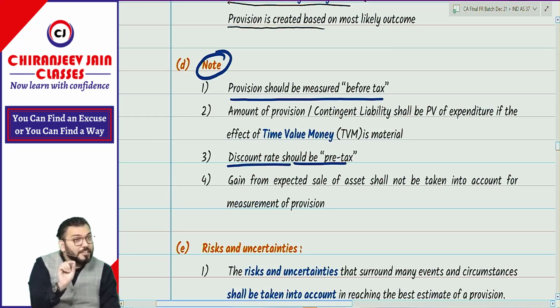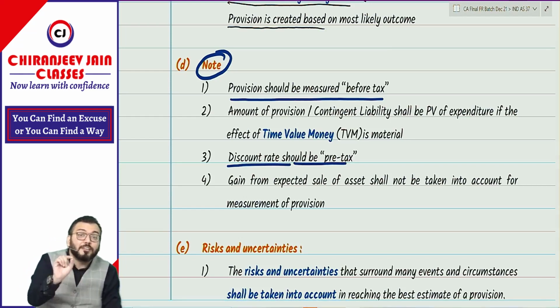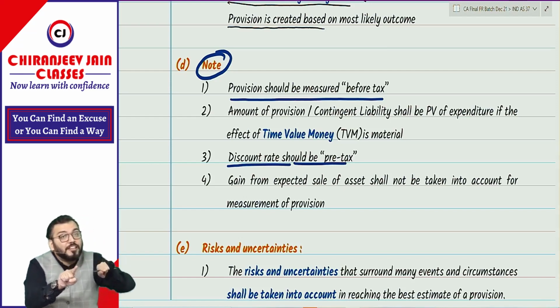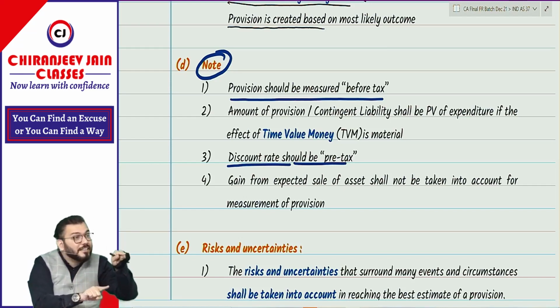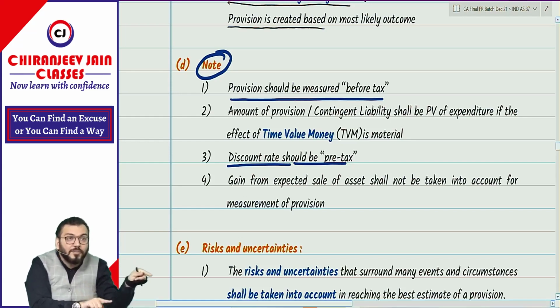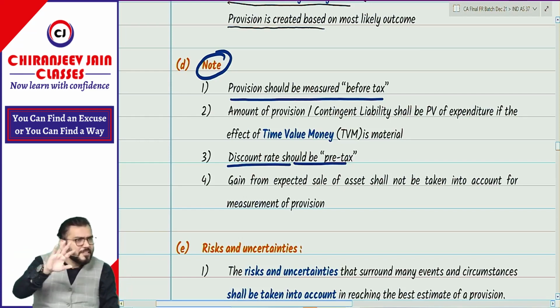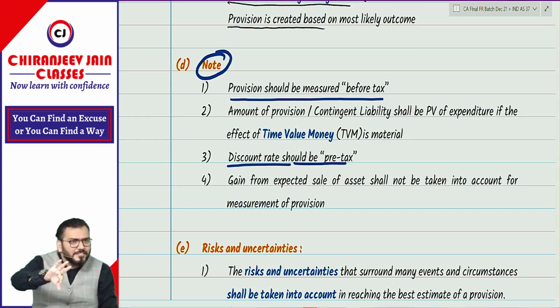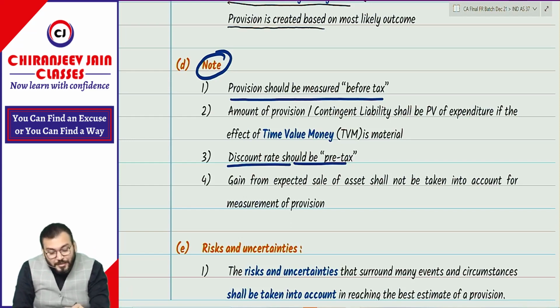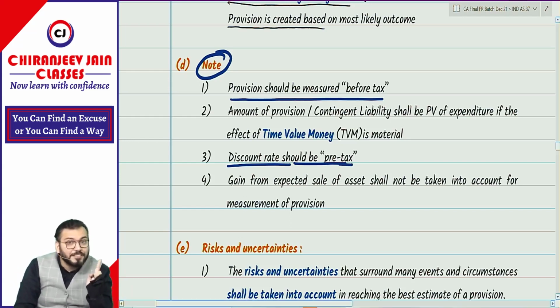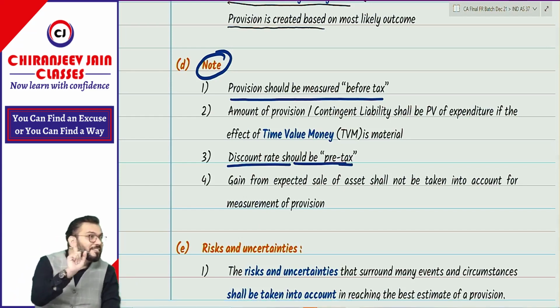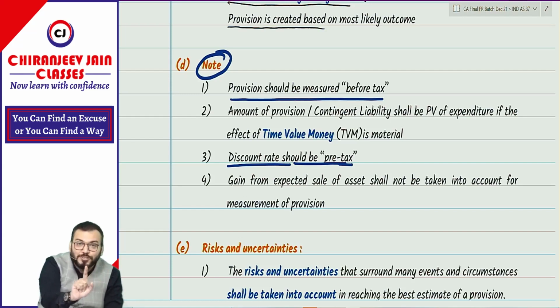But in exam, be careful. Sometimes they may give the rate of discount post-tax. So you need to convert the post-tax rate of interest into what? Pre-tax rate of interest. You know how to do it? I think in FM you have done that. Rate of interest pre-tax, post-tax. If you have not done it, we'll do it somewhere. But discount rate should be pre-tax. Correct? Be careful in exam. They may confuse you by giving both rates.